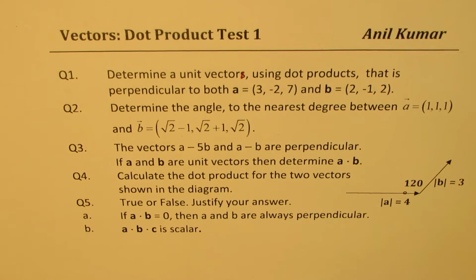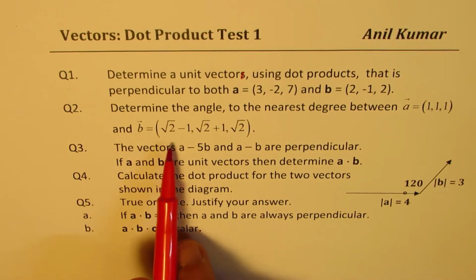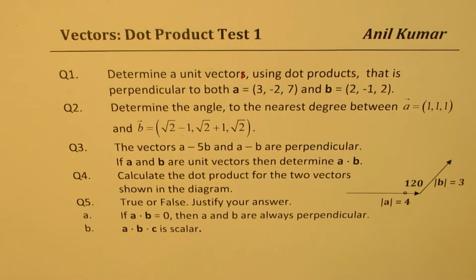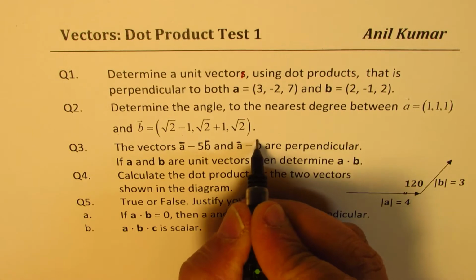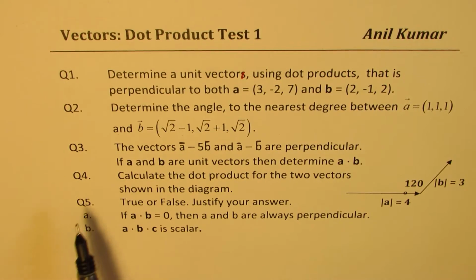Question number 2. Determine the angle to the nearest degree between vector A, which is (1, 1, 1), and vector B, which is (square root 2 minus 1, square root 2 plus 1, and square root 2). Question number 3. The vectors A minus 5B and A minus B are perpendicular. If A and B are unit vectors, then determine the dot product between them. Right? So we are given this condition. These two vectors are perpendicular. You need to find A dot B.